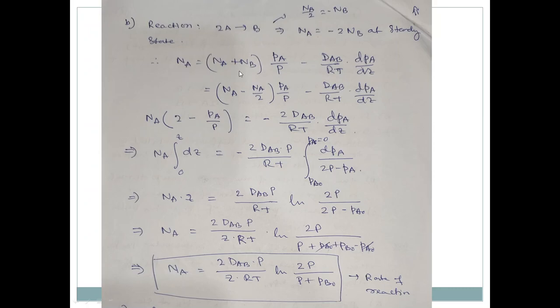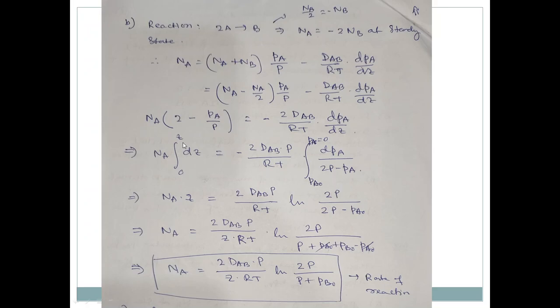So this is my governing equation: NA equals (NA plus NB) PA by P minus DAB by RT dP/dz. So NB will be minus NA by 2. Okay, so put this in, then take this side and multiply it by 2, then this will be your equation. Then dz on this side, and you take this one to this side, okay, P.